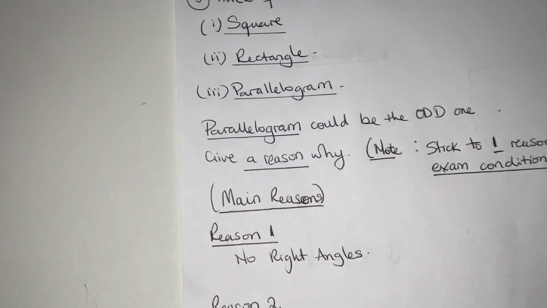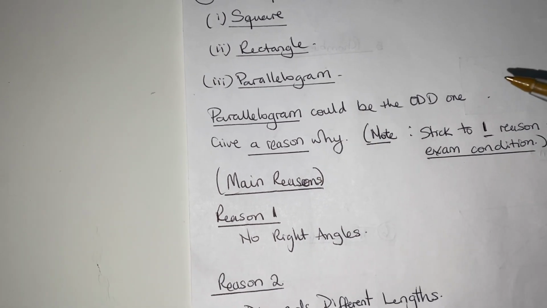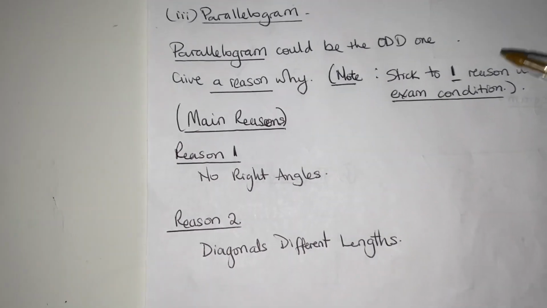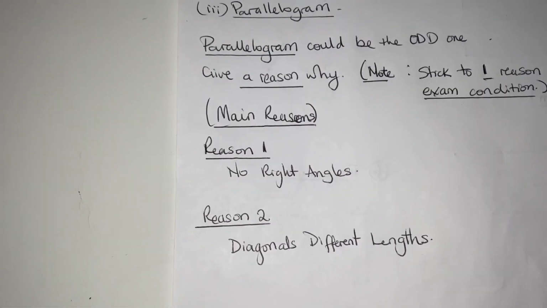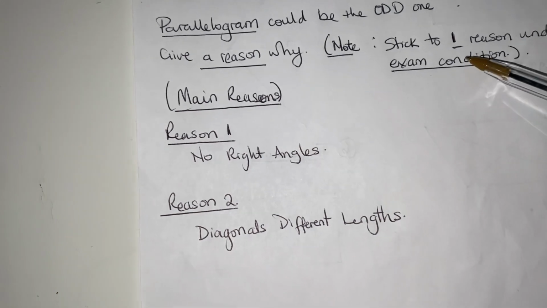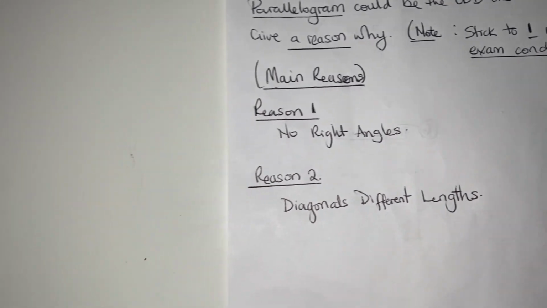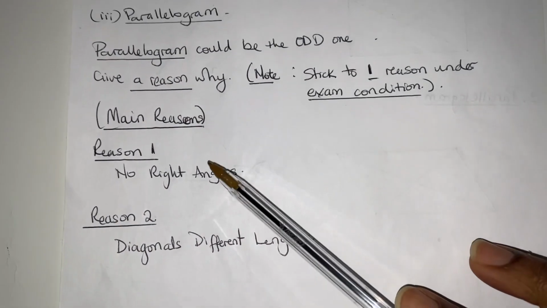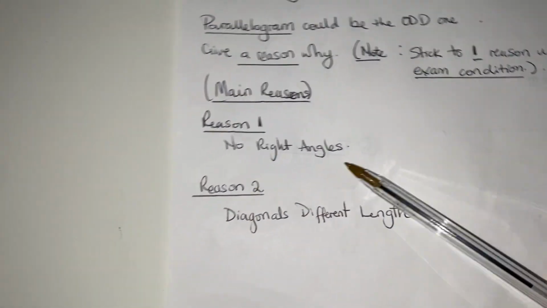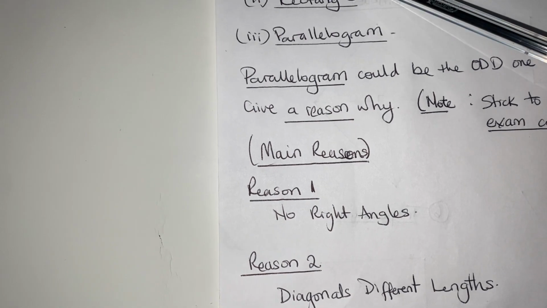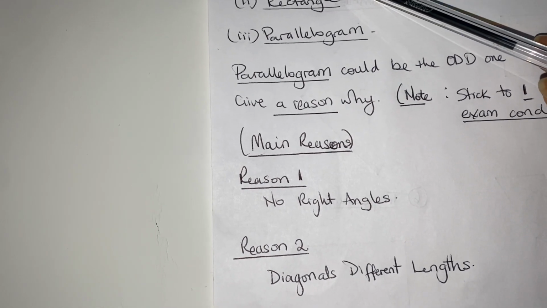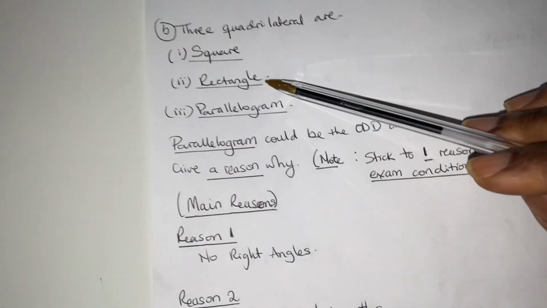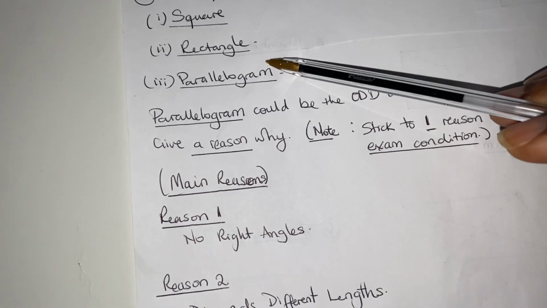Give one reason. So they say give a reason. One reason means it might get you a mark, so don't go looking for so many reasons. Just give one and go to the next question. So stick to one reason under exam condition. You can say, reason 1, it has no right angles, because the square has right angles, and the rectangle has right angles, all the 4.